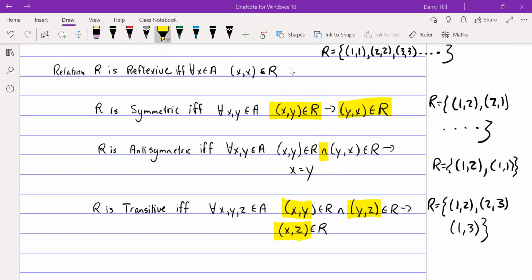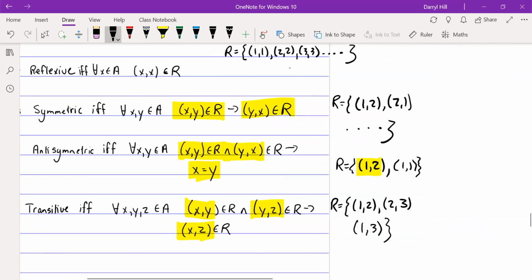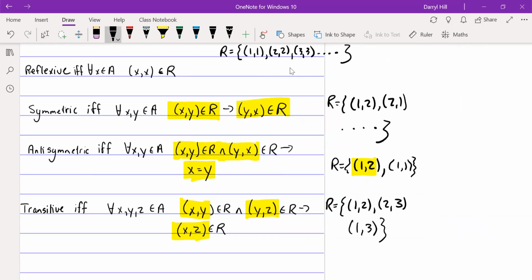Okay, yeah, no problem. So what this means is that if I have a member XY as a member of the relation, so here I have 1, 2, and I have YX, then X must be equal to Y. And what that means is that if I have 1, 2, I can't have 2, 1. But of course, that's what it means in general.